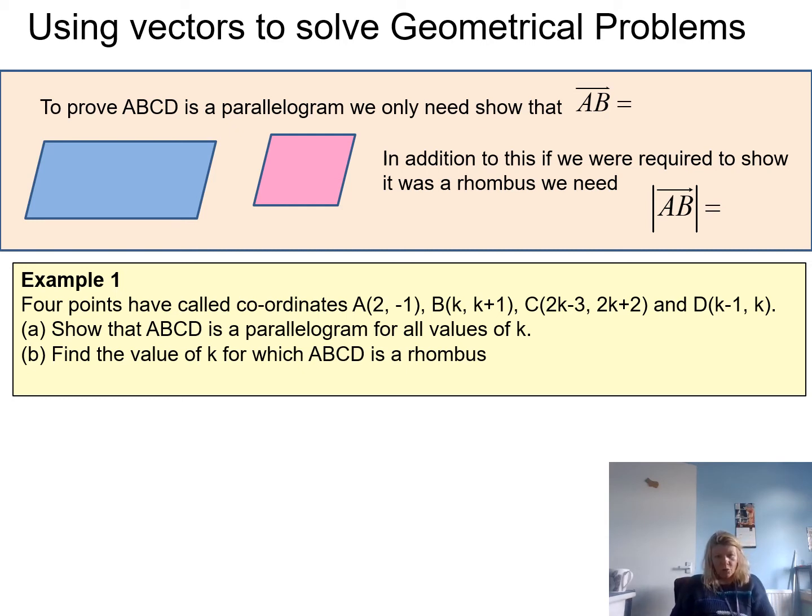We only need to show that the vector A to B is in fact the same as, I'll just draw it and then we put these letters on. We'll have A to B, and then we'll have C, D. So if we're to prove this is a parallelogram, all we have to really show is the vector A to B is the same as the vector D to C.